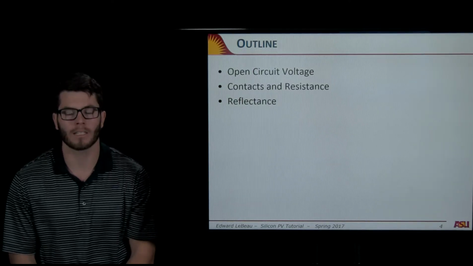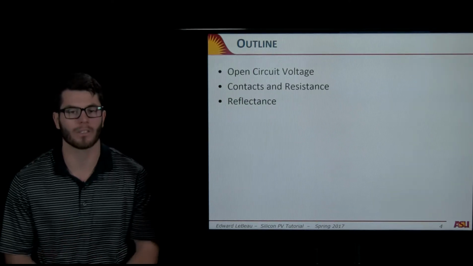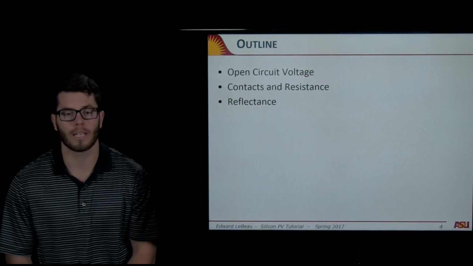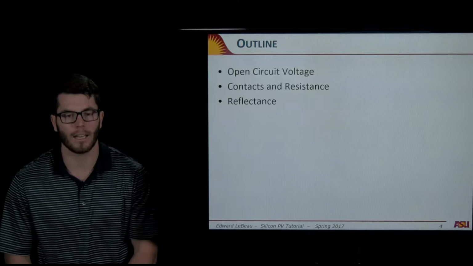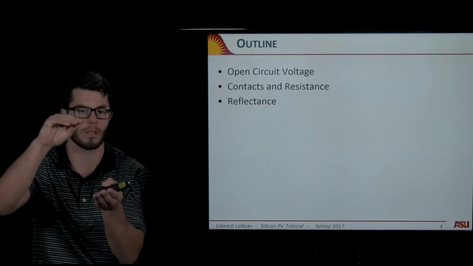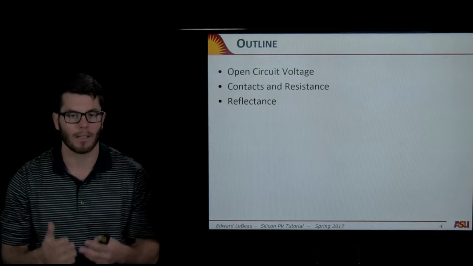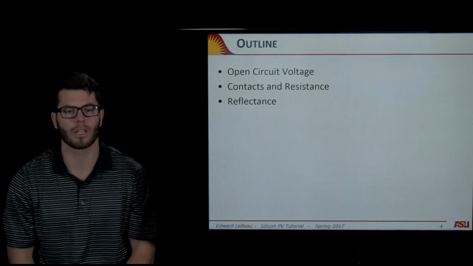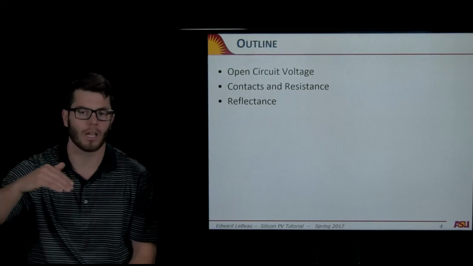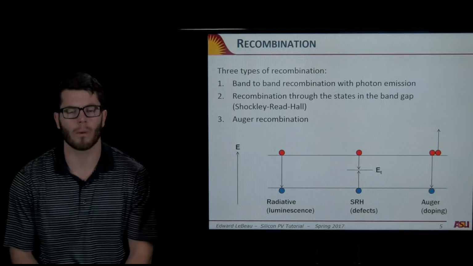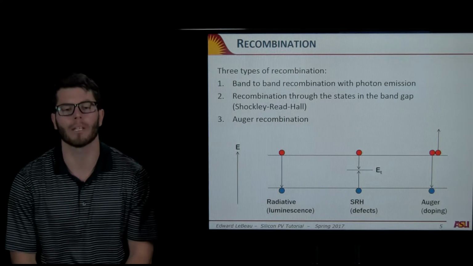Then we'll talk about contacts and resistance, not as in the contacts in your phone, but contacts as in the metal on photovoltaic cells. That's where you want your excited electrons or holes to go to, your excited electrons to the front and your holes to the back. That way you can collect them and use them as power. And then we'll talk about reflectance, which is really just light hits your solar cell, does it bounce off or does it get absorbed?